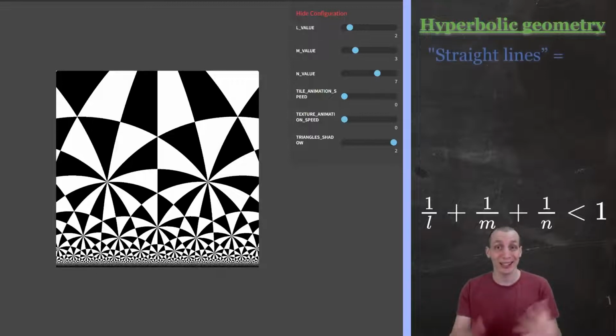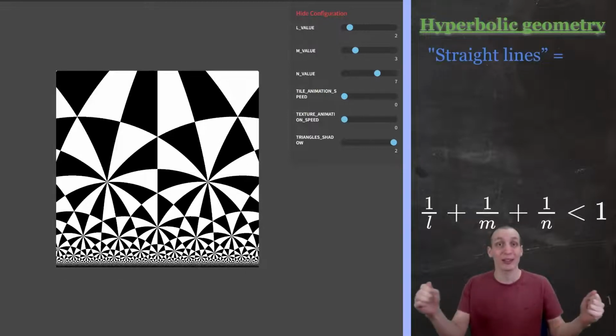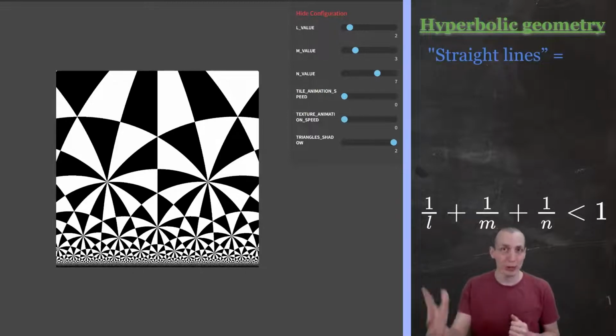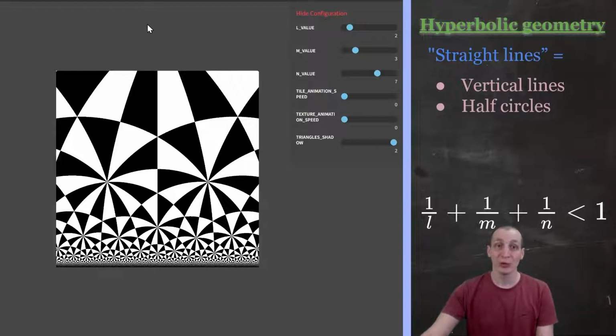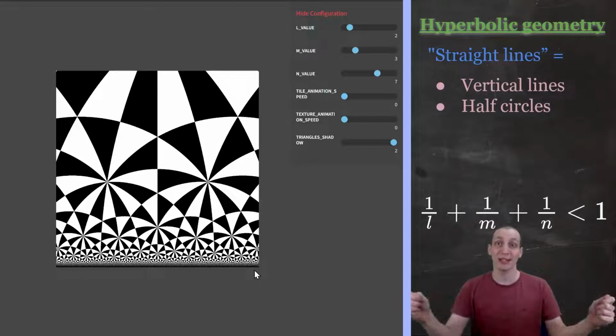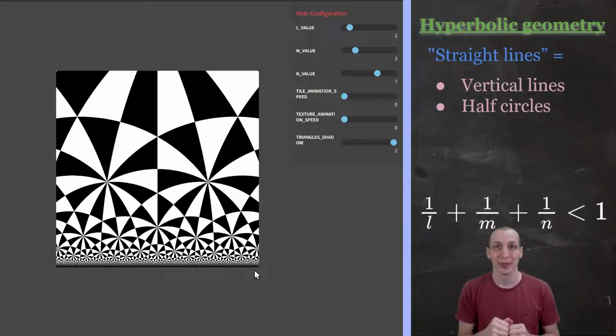I will not go into too much detail in this geometry, but I do want to say what the straight lines are, the shortest routes between 2 points. Here we have two options: either you are a vertical line or you are a half circle. We can see these two examples here. This is a vertical line, the shortest route between 2 points. And if you don't look at the vertical line, we look at the half circle. For example, this is a half circle which starts and ends at the x-axis. So this is, in general, the starting point for hyperbolic geometry.